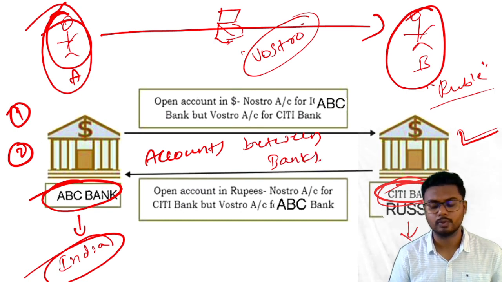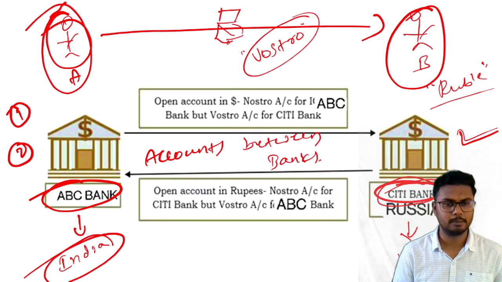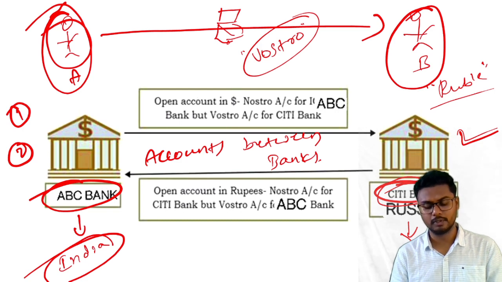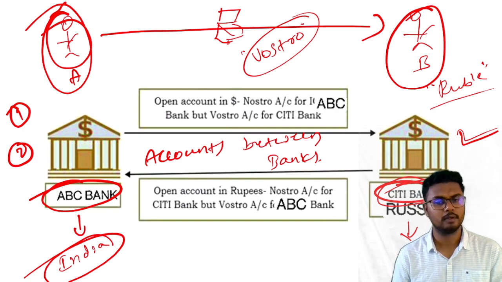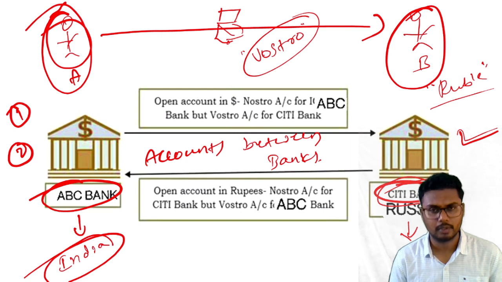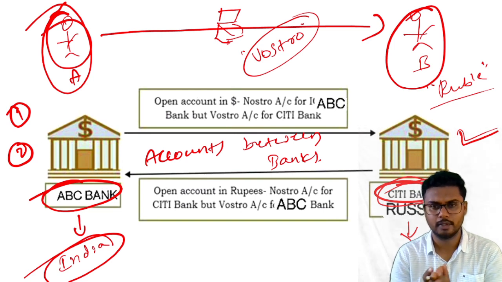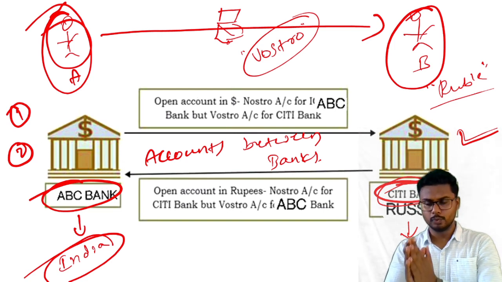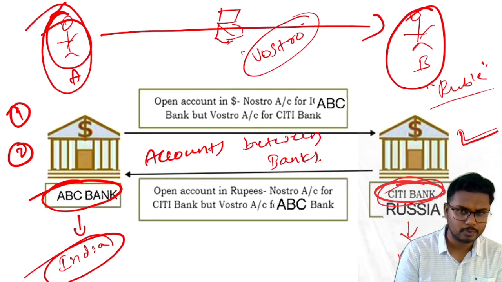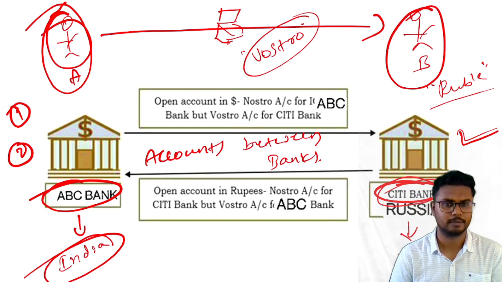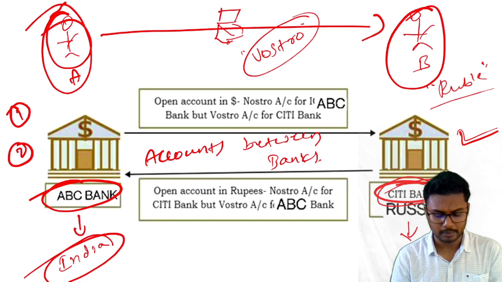A person cannot go and open a Vostro account in ABC Bank, or open a Nostro account in Citibank. It is not related to individuals, but rather to banks themselves. Only banks can open Nostro accounts or Vostro accounts in another bank. Right? Here is what happens.